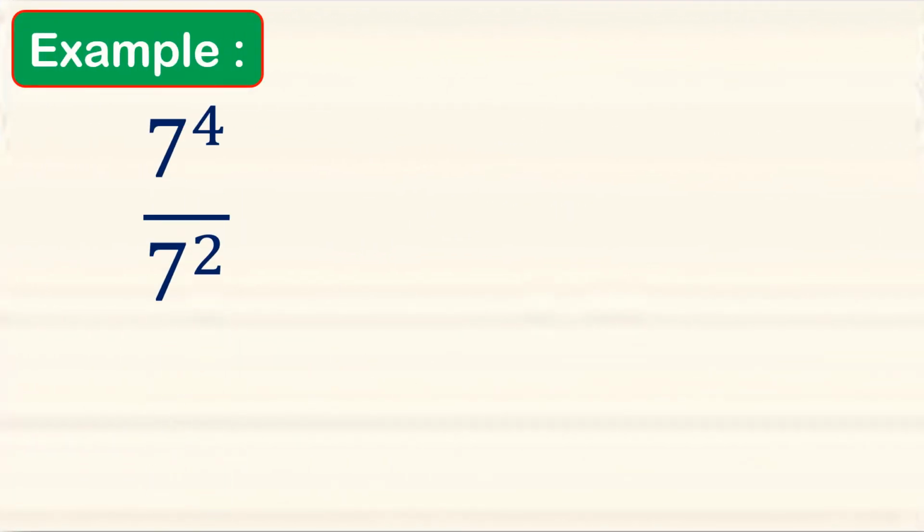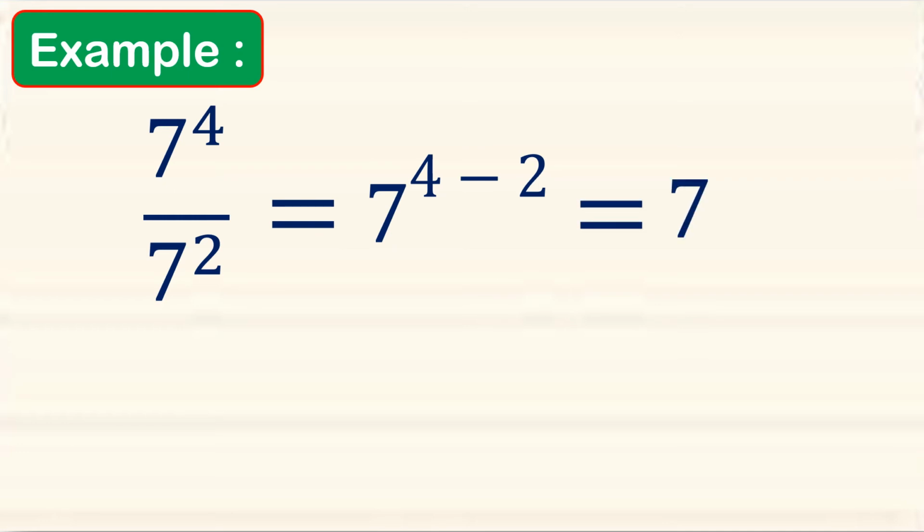Now, let us have another one. 7 to the 4th divided by 7 to the 2nd power or 7 squared. In here, we are going to copy 7 and then we are going to subtract 4 minus 2. And 4 minus 2 is 2. So we have 7 squared.